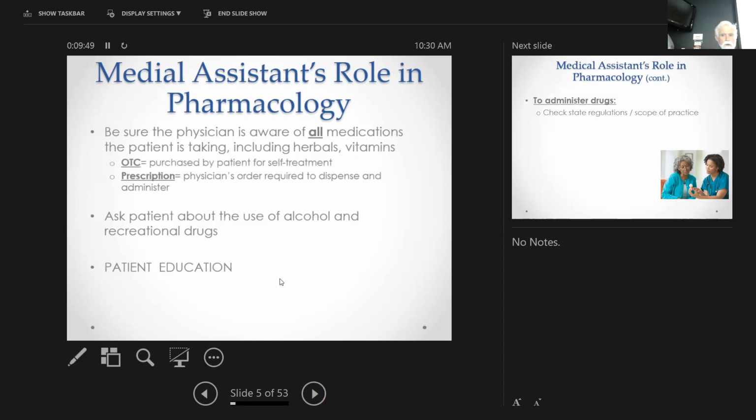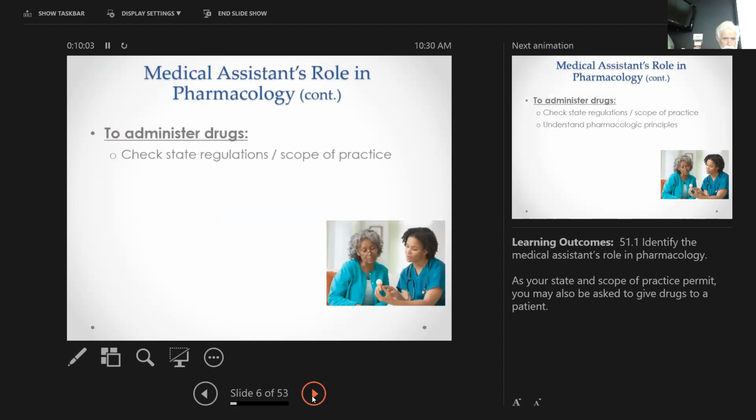And part of that is essentially how you take the drug. As I say, we don't counsel the patient about what to expect. That should be the doctor's job. And you should make sure that that's taken care of.